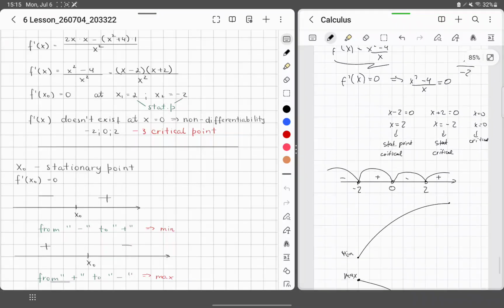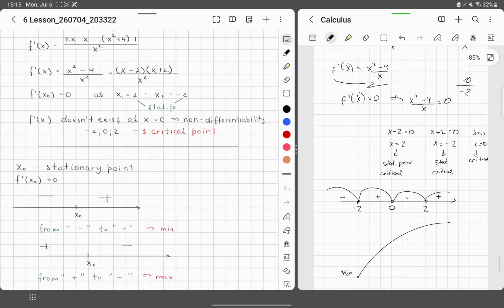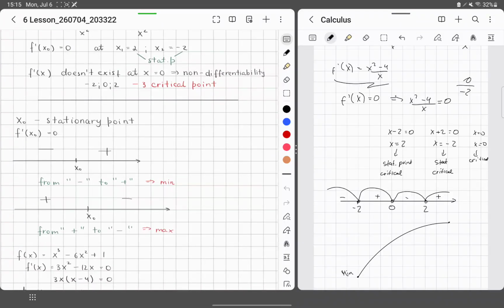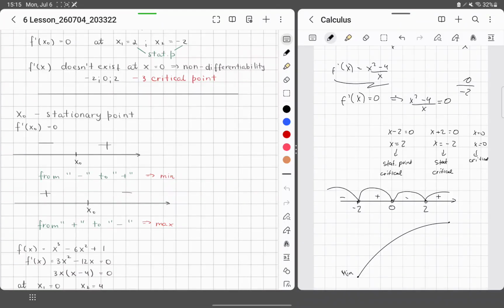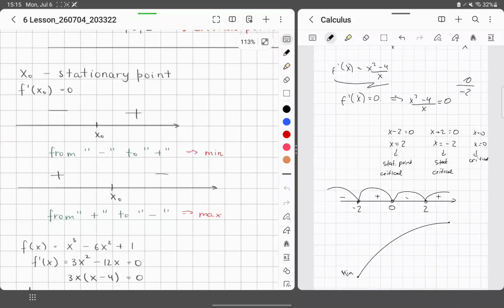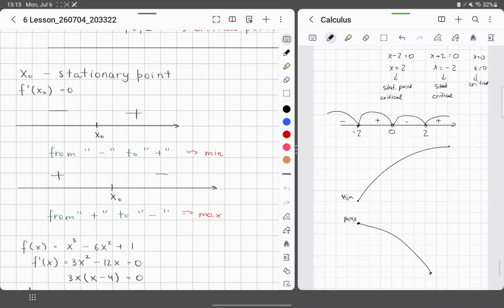Yes, critical points are true. Critical. Okay, non-differentiability. All right. Yeah, it's a stationary point. So if we come from negative through the positive, it will be our minimum. And if we go from positive to negative, it will be our maximum. I remember this and I memorize it like this.